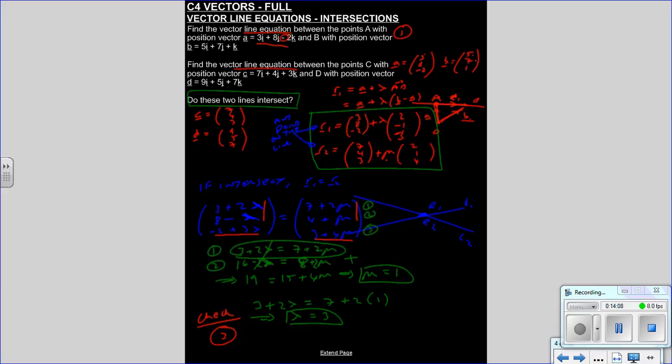So in number 3, this is a simple question: does the right-hand side equal the left-hand side? Lambda was 3, so that's minus 2 plus 3 lambda. Does that equal 3 plus 4 lots of mu, which is 1? Here we get 9 minus 2 is 7, and that does equal 7. Therefore, they intersect.